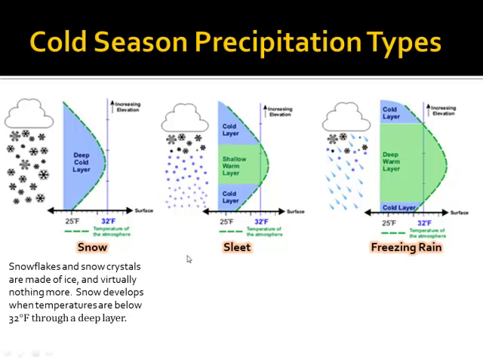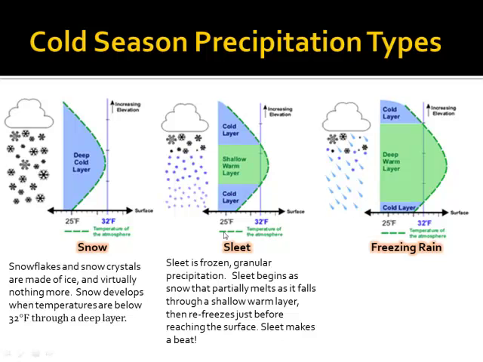Our next precipitation type would be sleet. And what happens is sleet develops much like snow, but instead of the temperature being completely below freezing, there is a shallow, warm layer just above the surface. So what you get is the precipitation develops as snow, falls into this warm layer and melts, and then goes back into the cool layer and begins to refreeze.